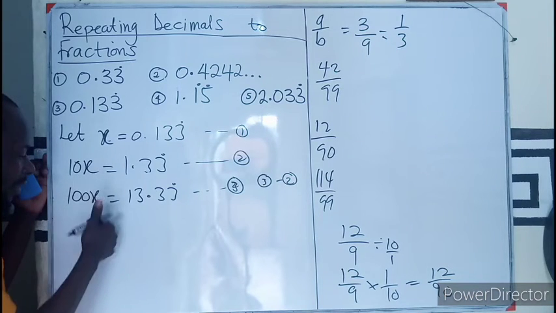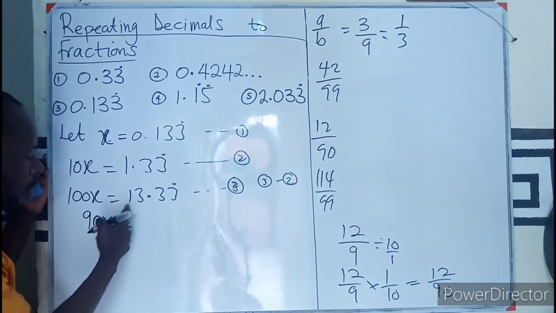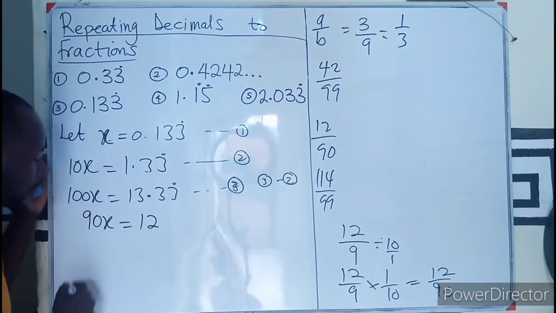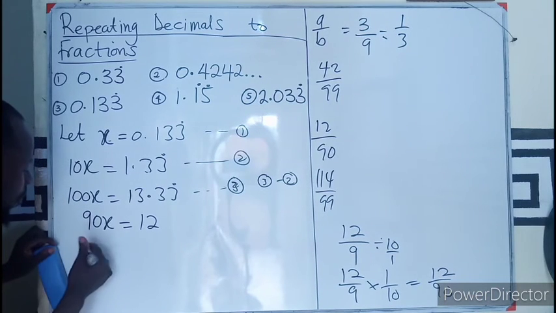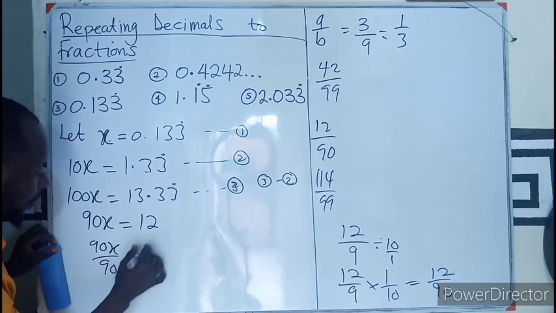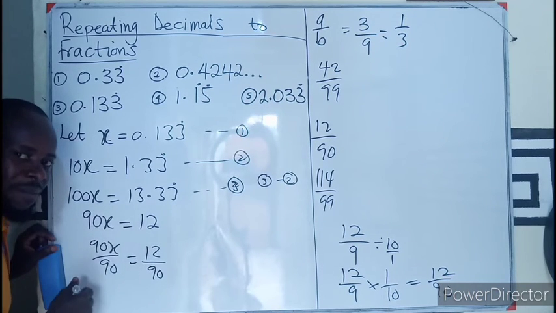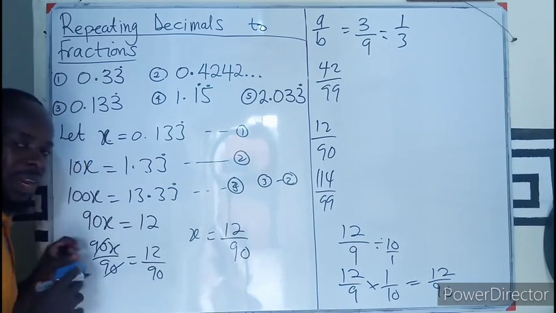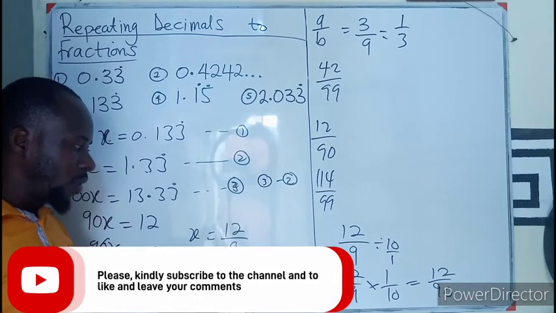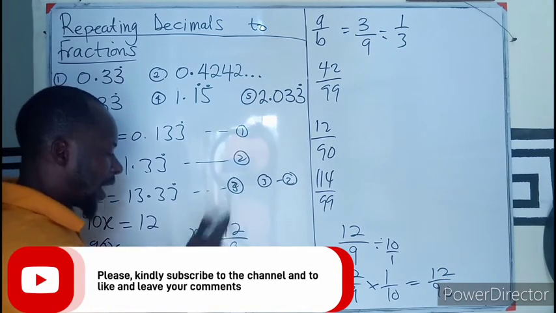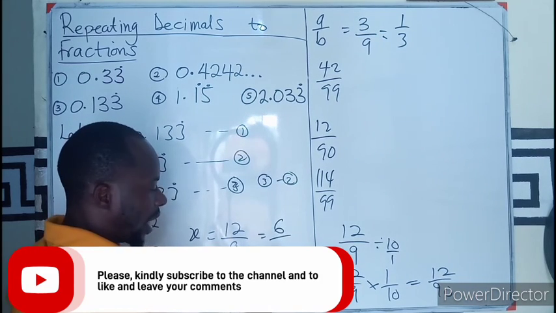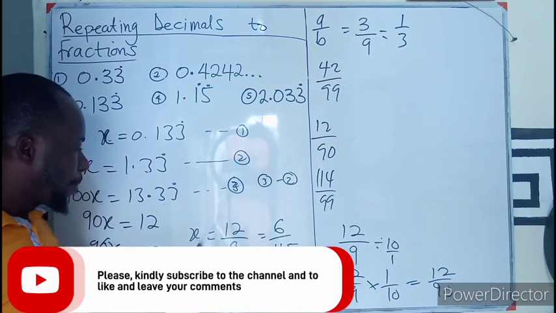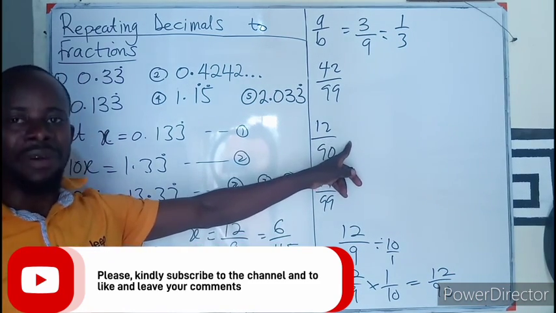100x minus 10x. We have 90x equals, this is 13 minus 1, 12, 3 minus 3, 0. So x will be 12 over 90, dividing both sides by the coefficient. So your x is going to be 12 over 90. I know there's a common factor for this because of the 0 and 2. We can have a 2 going in there. 6, 2 go here, 45. So we can have this as our answer. But x is the same as what we have. Alright.